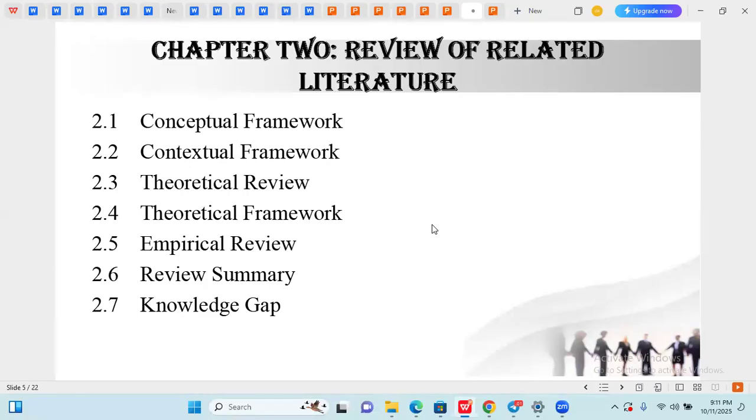There's a mistake in the 2.1 and 2.2. 2.1 ought to be conceptual review, while 2.2 should be conceptual framework. 2.3 is theoretical review, 2.4 theoretical framework. So what I'm saying in essence is this: make sure you understand the format in your school.